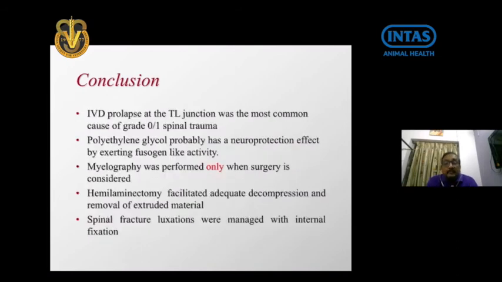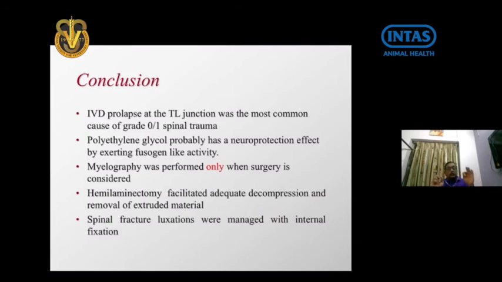IVD prolapse at the TL junction is the most common cause of spinal trauma. I would suggest that you start using polyethylene glycol in practice, for its neuroprotective effect. Do a myelography; waste money on a CT only if you are looking at surgery. That's in veterinary science, that's the critical thing.